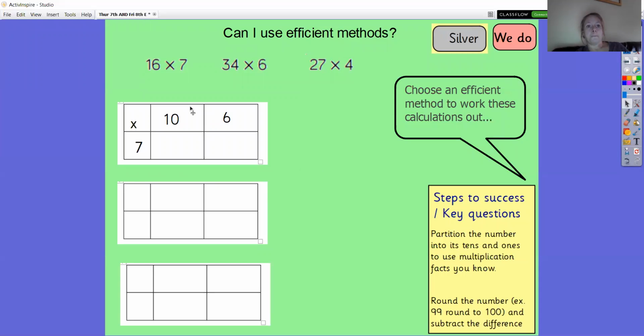There we go. So we've got our 16 up here, the 10 there, and the 6 there, and then the 7 there. And then you multiply the 7 and the 10, and then multiply the 7 and the 6, and then add them together. Okay, and then do the same for this one and this one as well. So if you pause here and do that, and we'll come back together again in a minute.